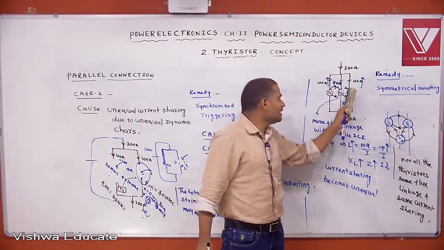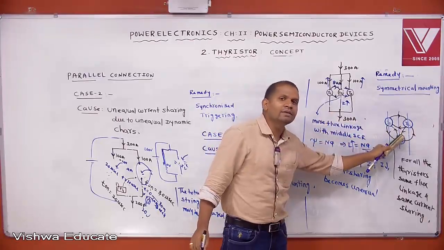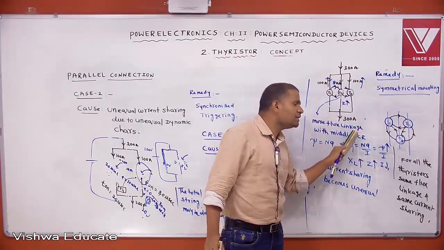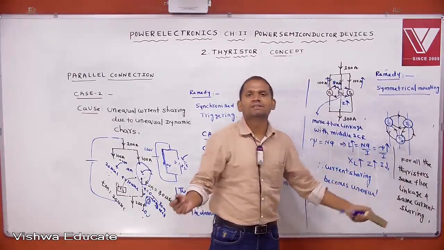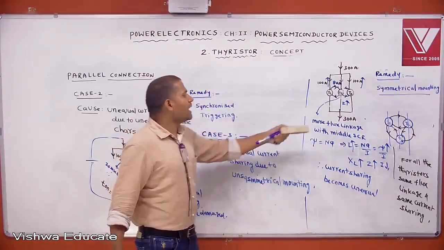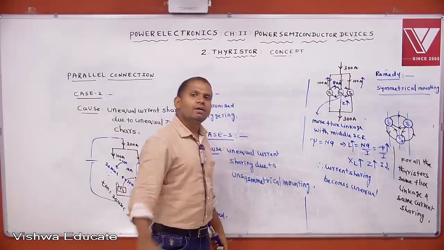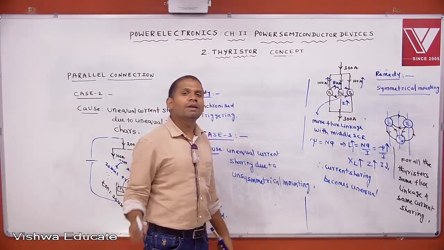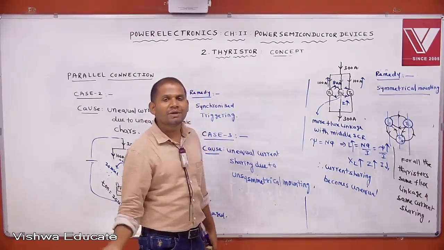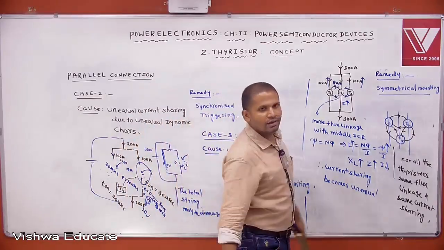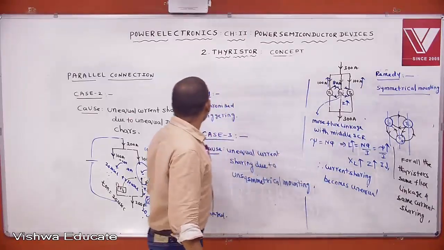But I am telling that instead of mounting like this, you mount like this, then whatever the problem is, unequal current sharing, that can be overcome. Because for all the thyristors, same flux linkage is possible. The same concept we are using even in the transmission system. This type of mounting is called transposing of transmission lines, symmetrical mounting, that we are doing. Here also same concept we are applying. Okay. Then this is the remedy.